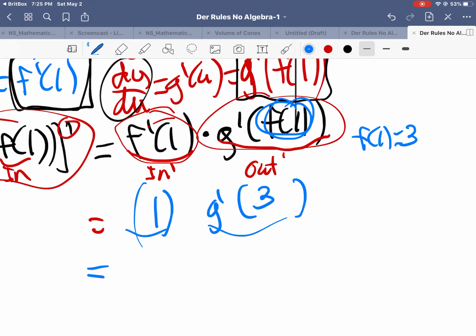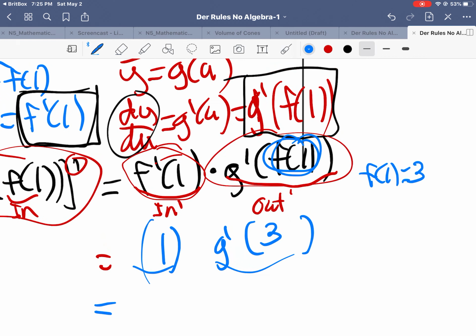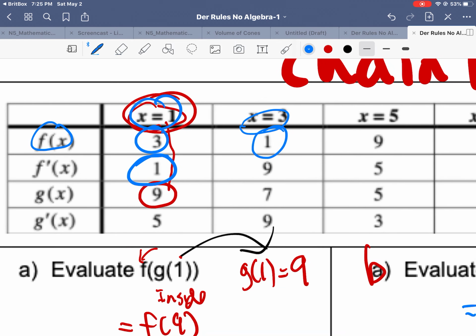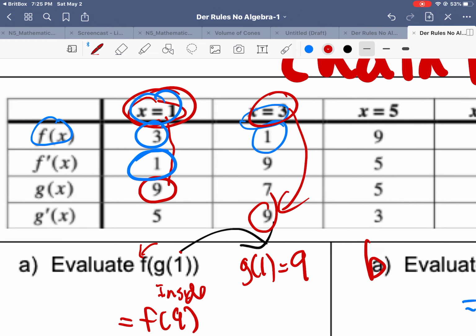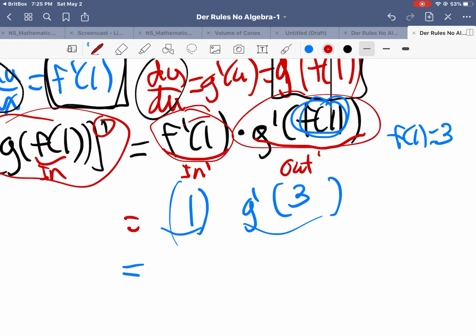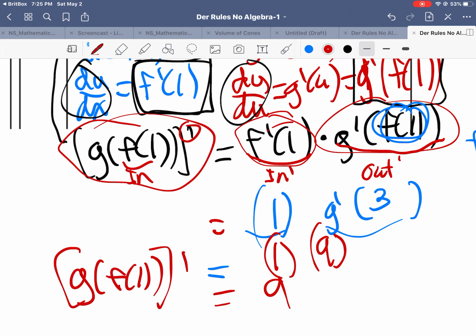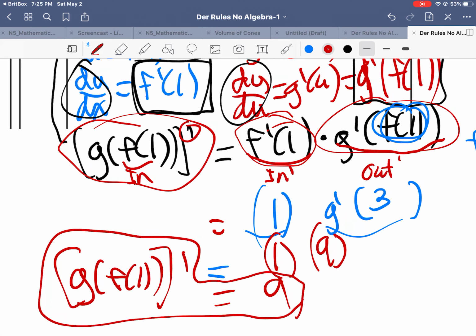So now I can replace this f at 1 with 3. So I've got 1 multiplied by g prime at 3. What's g prime at 3? Again, go all the way up to that table, go across to 3, which is right here, and I go to g prime, all the way down here to g prime. So it's equal to 9. So it's 1 multiplied by 9, which is 9. So the overall derivative of g of f at 1 prime is 9. Okay, so that, folks, is our answer there.